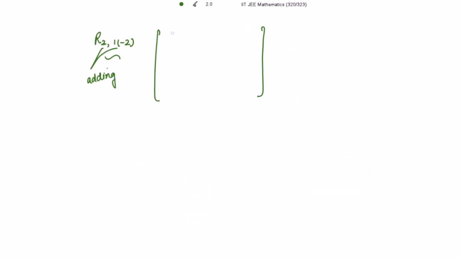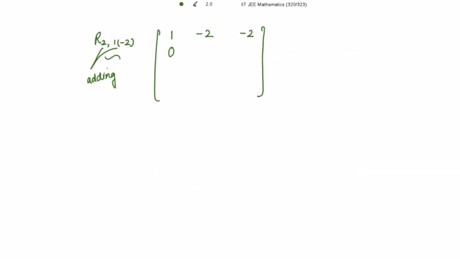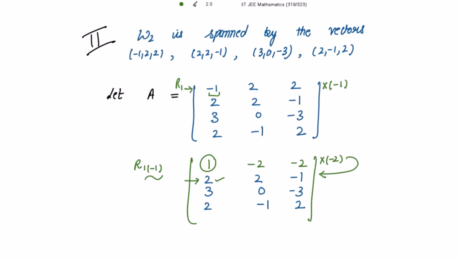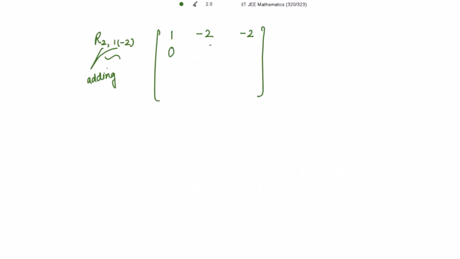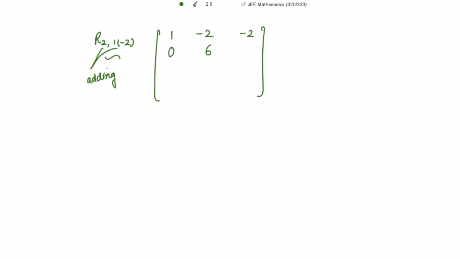So writing row 1 as it is and changing row 2. Okay. 1 multiplied with minus 2 we get minus 2, adding this to 2 we get 0. Minus 2 multiplied with minus 2 we get 4, adding this to 2 we get 6. Minus 2 multiplied with minus 2 we get 4, adding this to minus 1 we get 3.